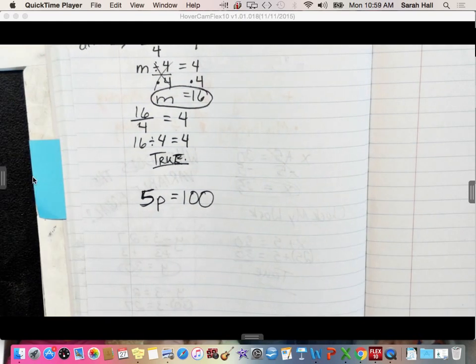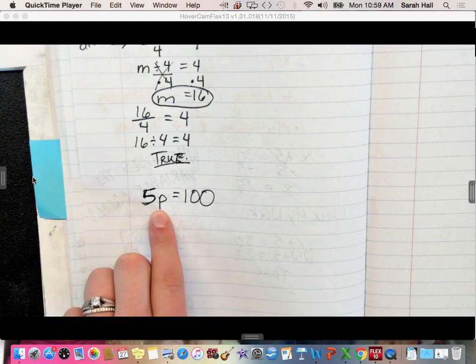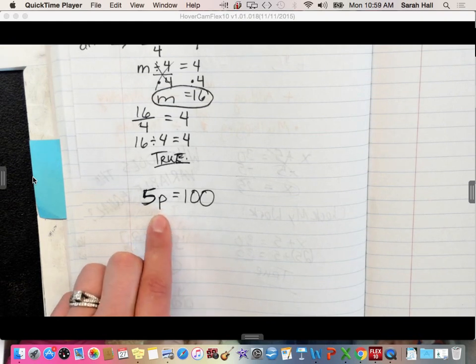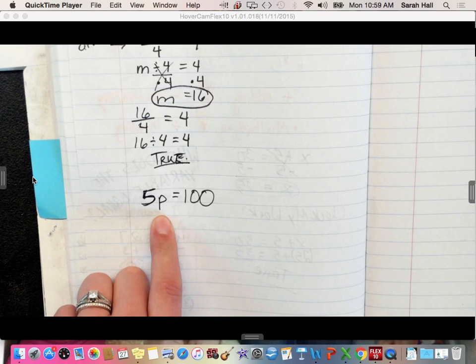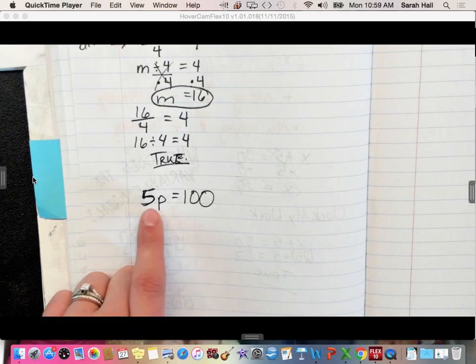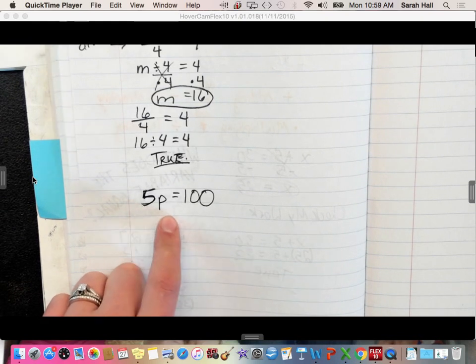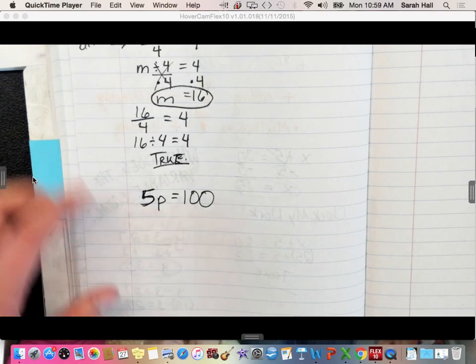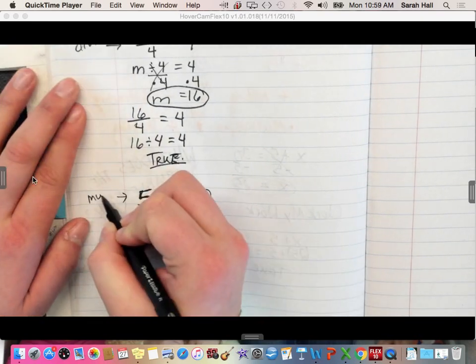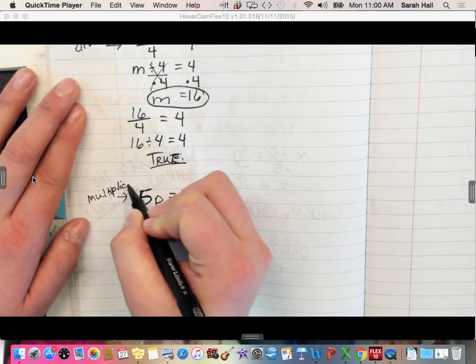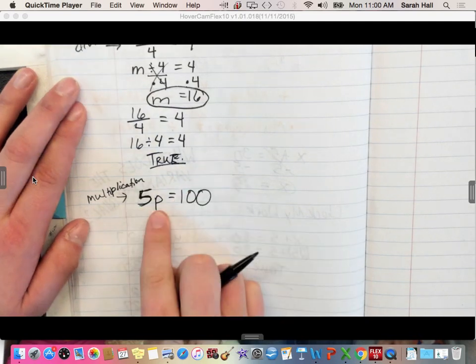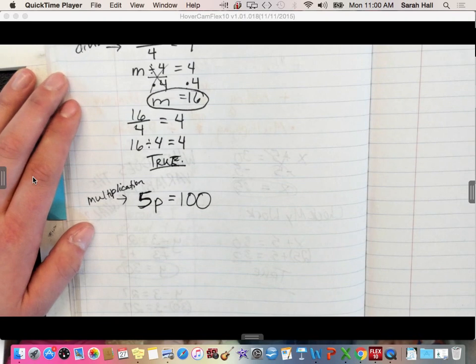P equals 100. Is P by itself right now? No. It has a 5 attached to it. What operation is this when there's a number, a coefficient, right next to a variable? What operation is that when there's a coefficient right next to a variable? Nancy? Multiplication. It is multiplication. So this is showing me 5 times P.